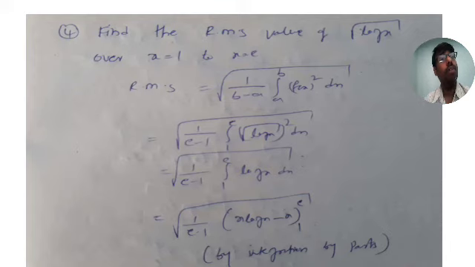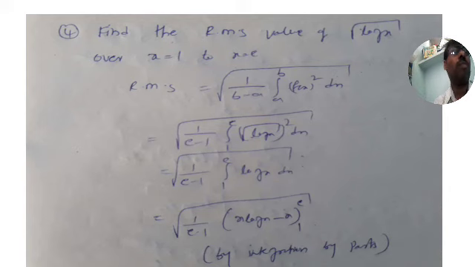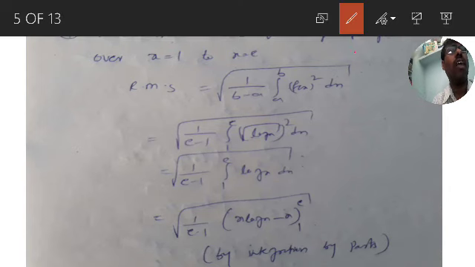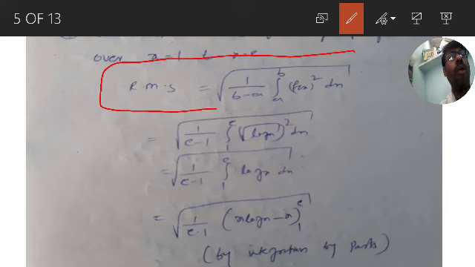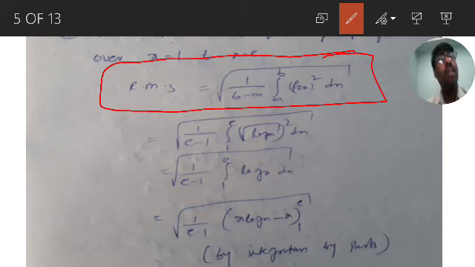Very easy. It is very easy. You see. Find the RMS value of square root of log x, x equal to 1 to x equal to e. So what's the function? The function is f of x equal to square root of log x and limits are 1 to e. Just substitute in the formula.